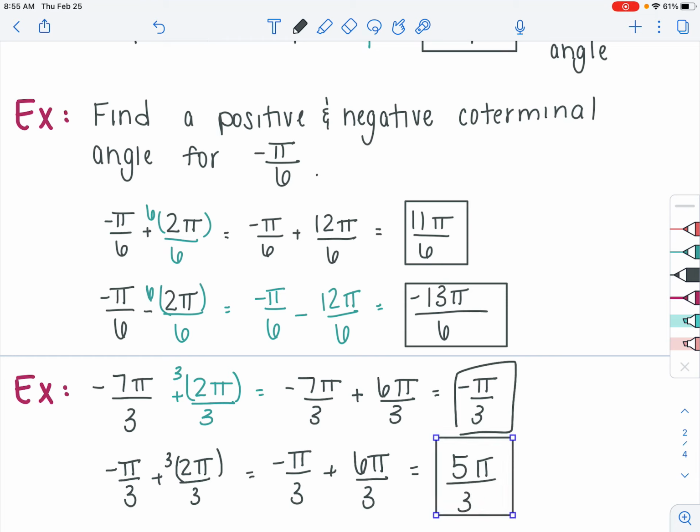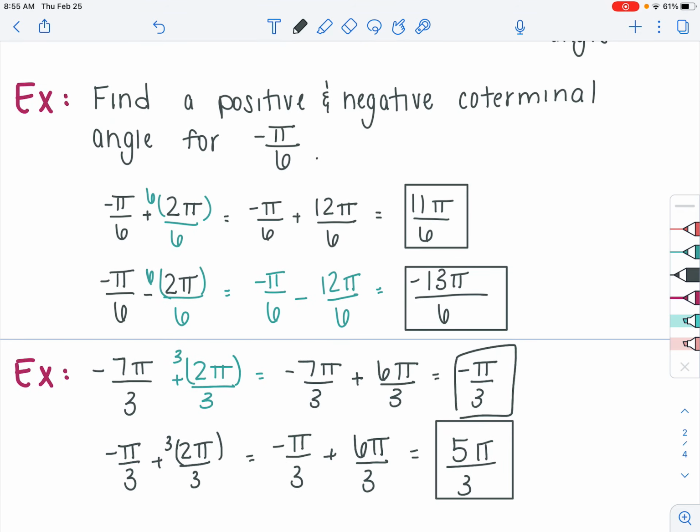So most of the time you'll be able to just add and subtract in order to get your positives and your negatives, but there's always going to be those weird cases where maybe you just have to add both times, or you might have to subtract both times. It's okay. You don't have to add and subtract. You just need to keep manipulating the angle, keep adding a full rotation around, or keep subtracting a full rotation around until you get one that's positive and you get one that's negative. All right.